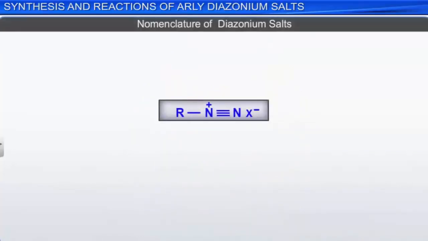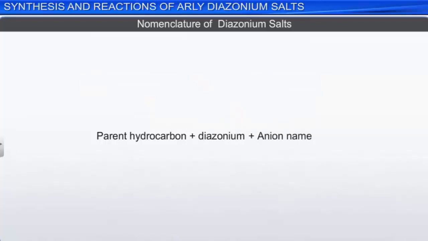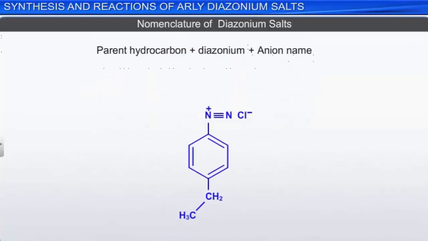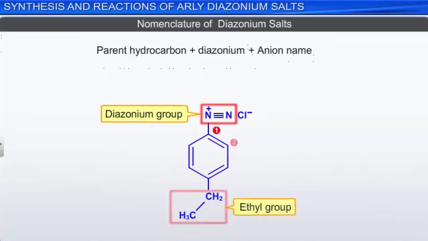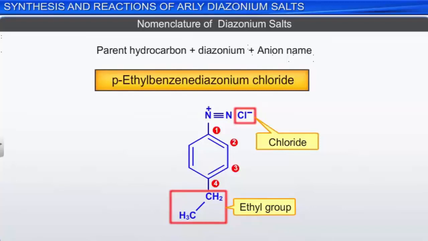To name diazonium salts, add the word diazonium to the name of the parent hydrocarbon. This is followed by the anion name. Consider the compound shown here. There is a diazonium group plus an ethyl group at position 4 on the benzene ring with the chloride anion. The correct name of this compound is para-ethyl benzene diazonium chloride.